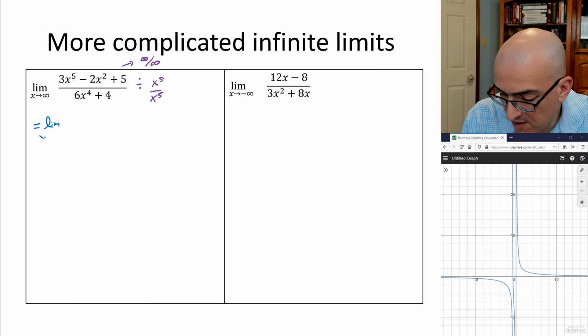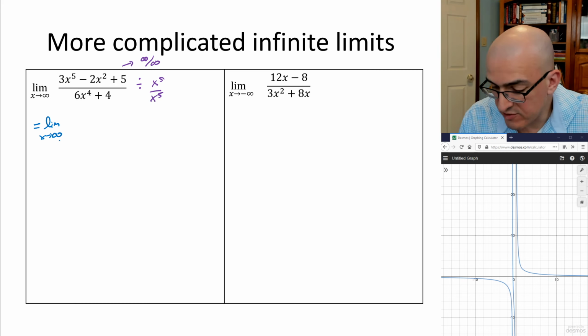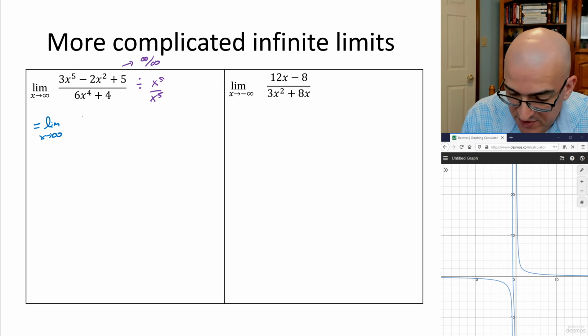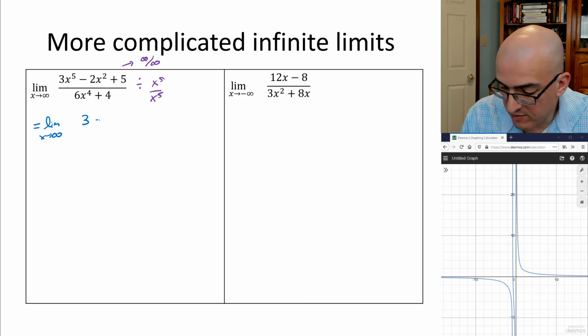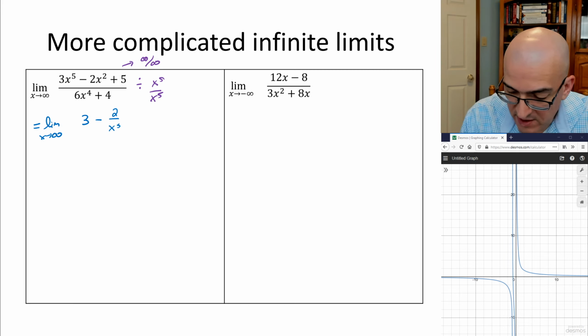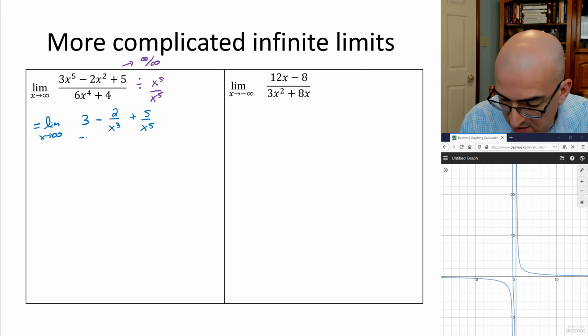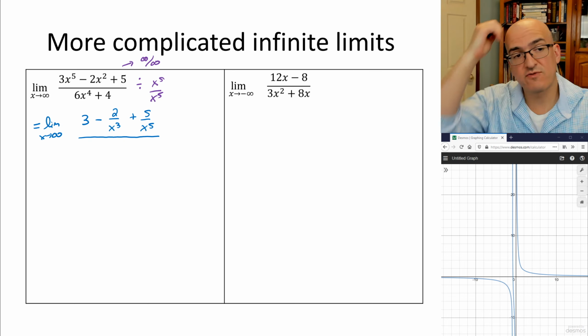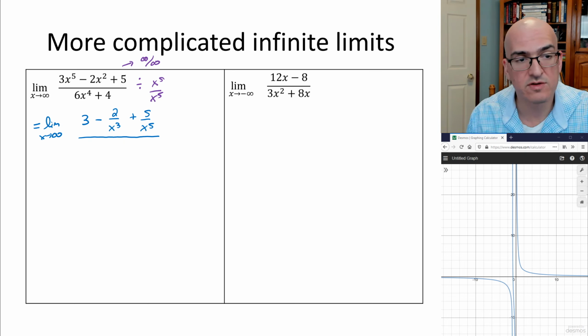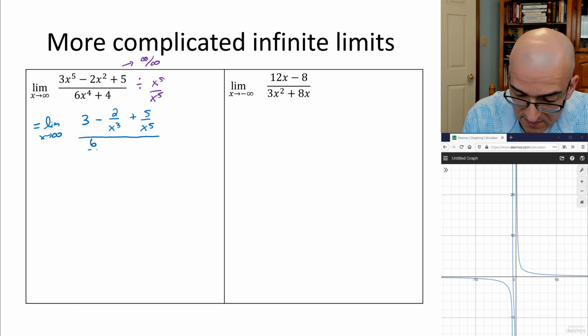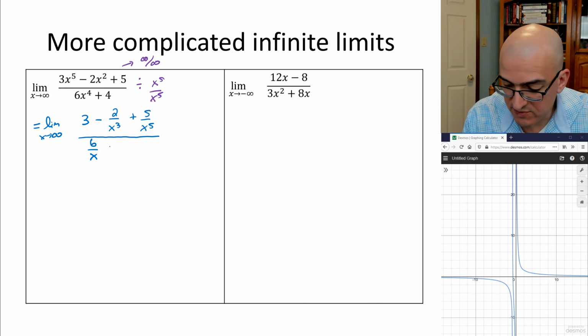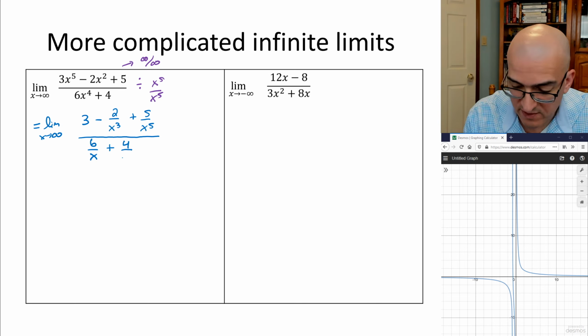Limit x approaches infinity. So the first term, 3x to the 5 over x to the 5, is just 3. Top term, 2x squared over x to the 5 is 2 over x to the 3. And the last term, 5 over x to the power of positive 5. Then in the denominator, I have 6x to the 4 divided by x to the power of 5. So that'll be 6 over x. And the last one, 4 over x to the power of 5.